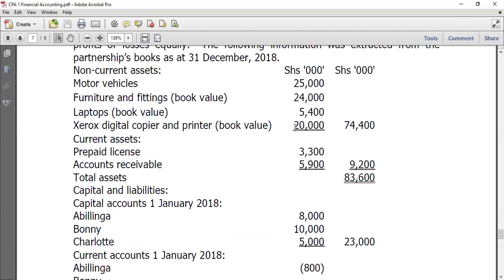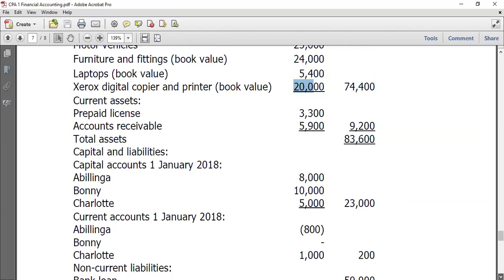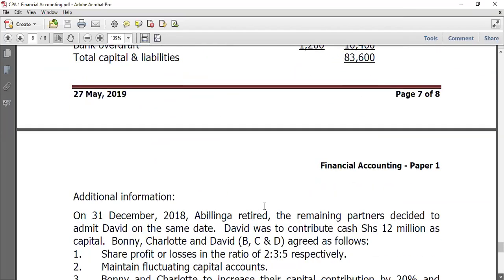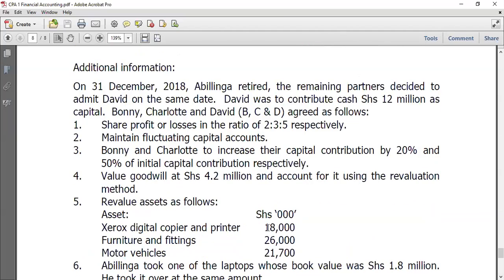As you can see, this was 20K, and now this is moving to 18K. Okay, 20K now moving to 80. So this one is losing value. Now revaluation has a normal credit balance.